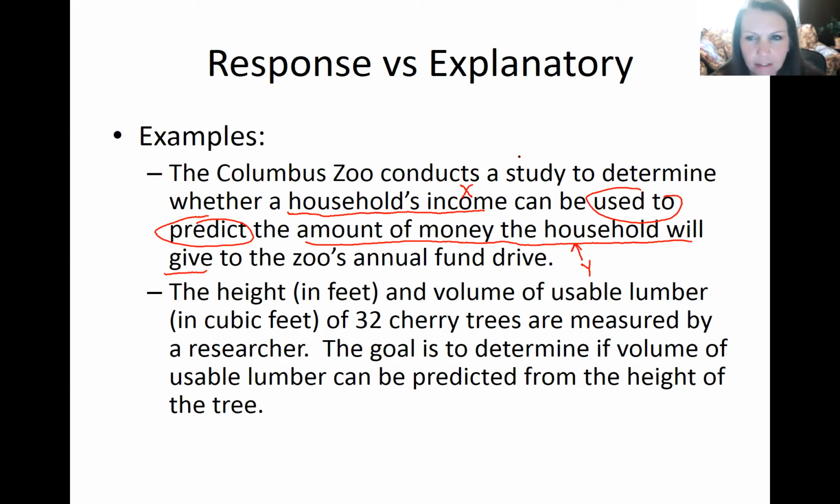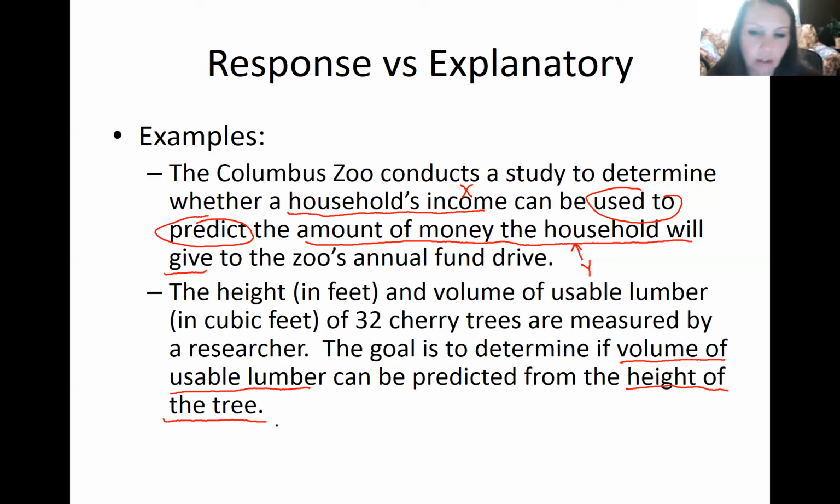Does that make sense? All right, the second one: the height in feet and volume of usable lumber in cubic feet of 32 cherry trees are measured by a researcher. The goal is to determine if volume of usable lumber can be predicted from the height of the tree. So our two variables are volume of usable lumber, and the height of the tree.